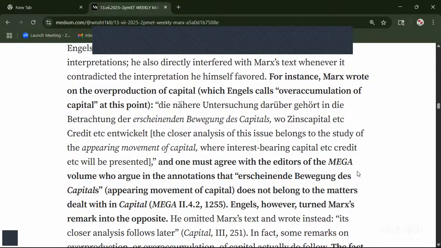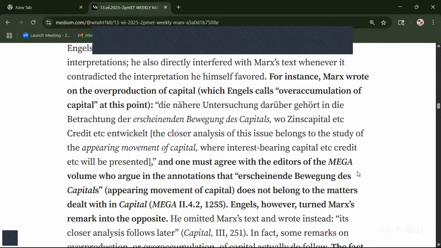The closer analysis of this issue belongs to the study of the appearing movement of capital, where interest-bearing capital, credit, etc., will be presented. And one must agree with the editors of the MIGA volume, who argue in the annotations that the appearing movement of capital, Erscheinende Bewegung des Kapitals, does not belong to the matters dealt with in Capital.